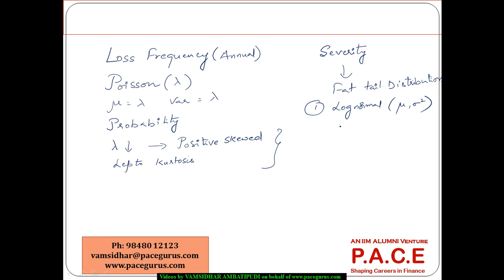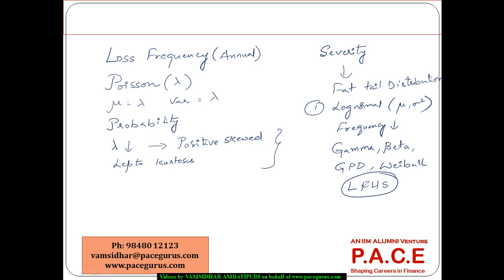But when I link it with respect to frequency, if the frequencies are much, much lesser, we can even have a gamma distribution, or some kind of modified beta distribution, or generalized Pareto distribution (GPD), which is an extreme value distribution, or Weibull distributions. All these are still better when the frequencies are much lower, typically called low frequency high severity risk. For these kinds of risks, any of these distributions are better.